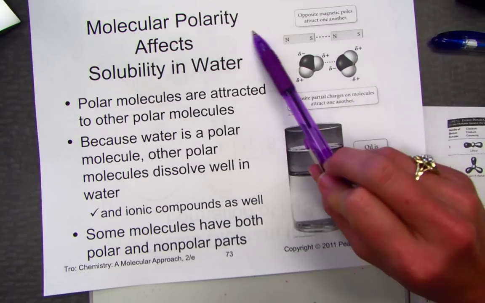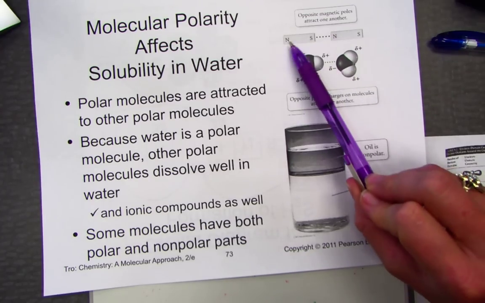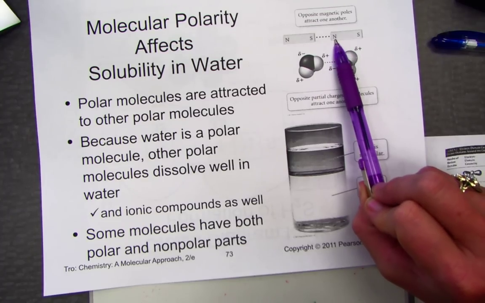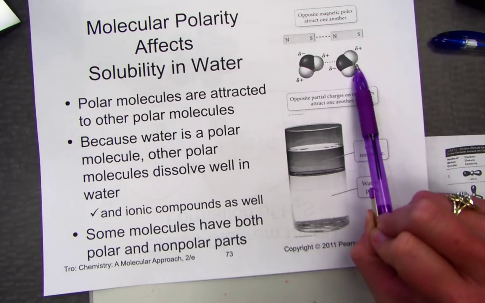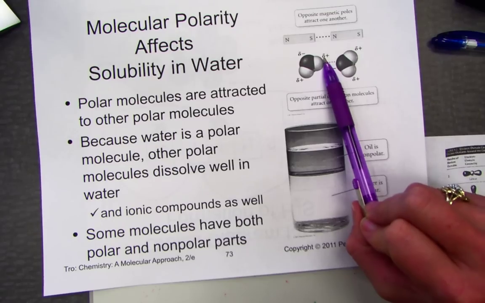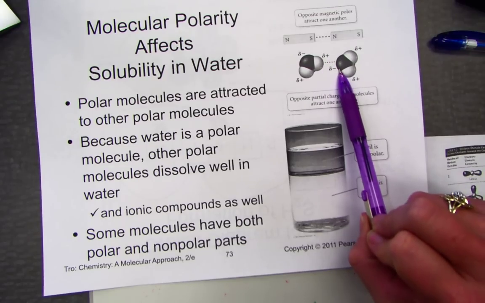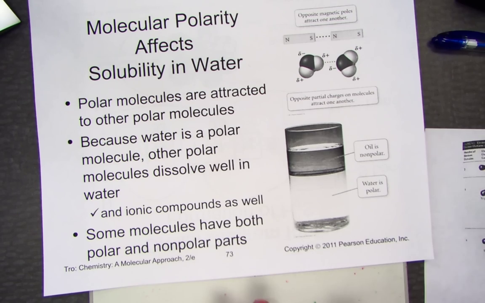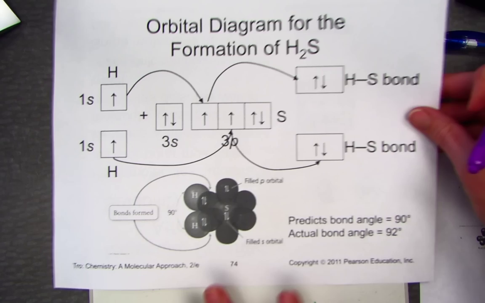So if I think about polarity as just being opposite charges, this is a bar magnet with a north and a south pole. The south pole on one bar magnet attracts the north pole of the other. Same is true for water molecules. A positive region of water will attract the negative region of another water. Again, this is just known as a hydrogen bond. So I must have charges on a particle in order to have it dissolve in water.